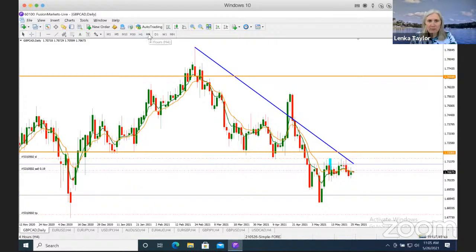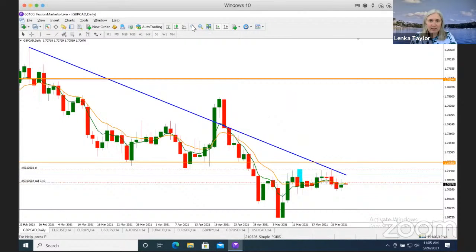Here, you can probably enter, say on the daily, let me annotate that. So on the daily, you could enter a few pips below that engulfing and stop loss just above the engulfing. And if it comes down, that would be a good entry. That's on the daily.